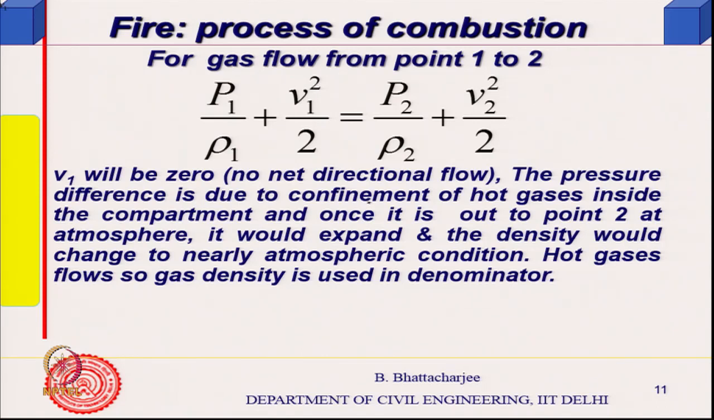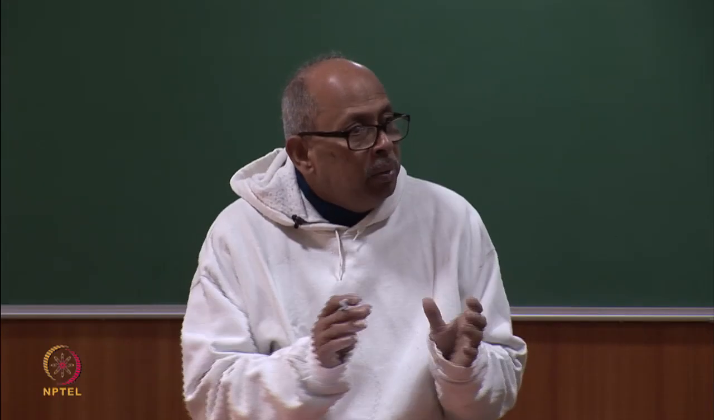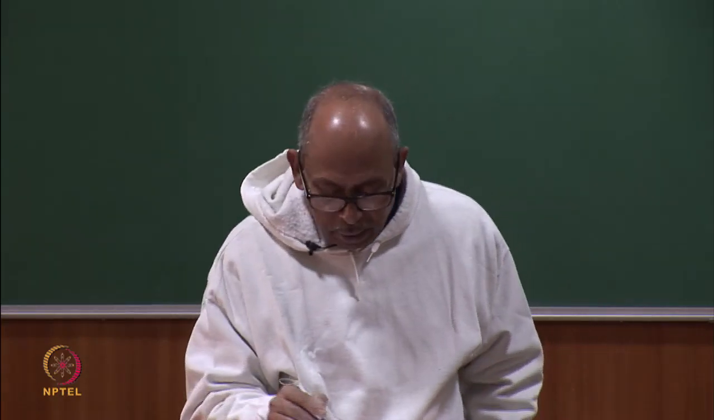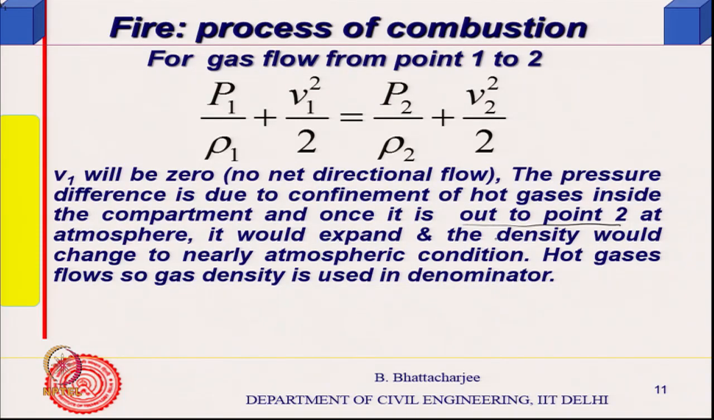The pressure difference is due to confinement of hot gases, because hot gases are confined there, therefore there is a pressure. The volume is fixed here, and outside it expands and the pressure reduces. And once it is out at point 2 at atmosphere, it would expand and the density would change to nearly atmospheric condition.